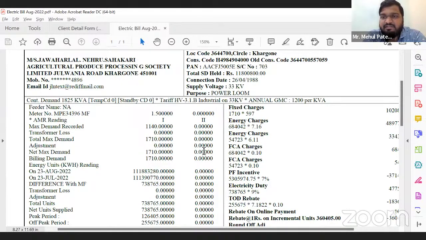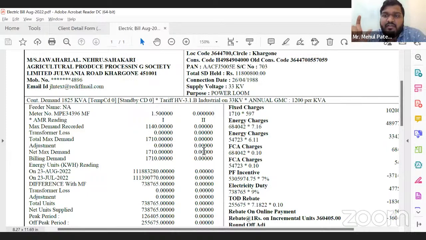And the third slot starts from night 10 p.m. to morning 6 a.m. These are the three time slots that are defined and termed as on-peak period and off-peak period. During the peak period, the electricity tariff will be slightly higher. During the off-peak period, the electricity charges will be lesser.